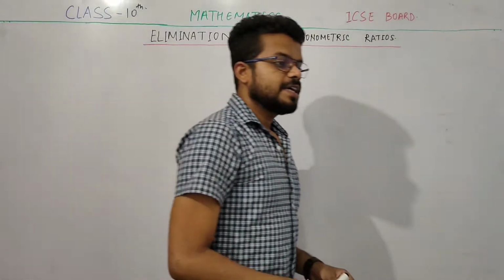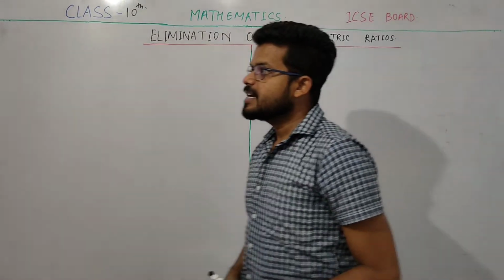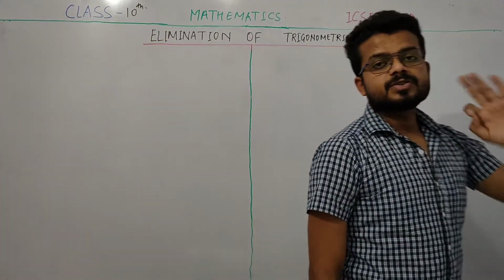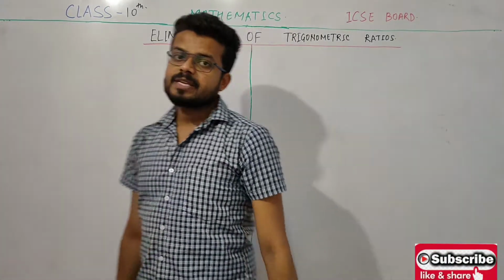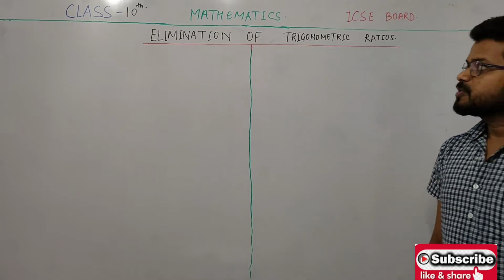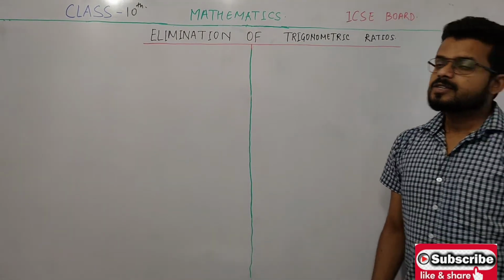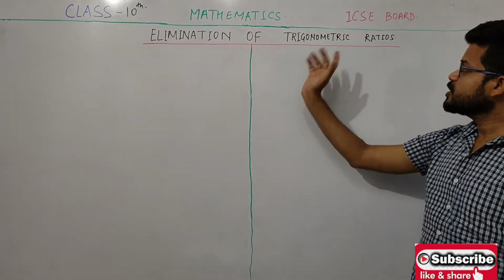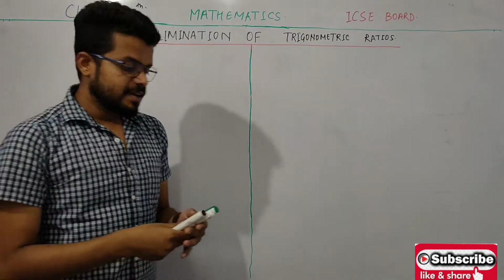Students, in the previous classes we have already discussed exercise 22A and all the trigonometric ratios, square relations, quotient relations and all the related topics. So those students who have not watched those videos, firstly watch those videos and then come to this class. In this class I will discuss the elimination of trigonometric ratios.